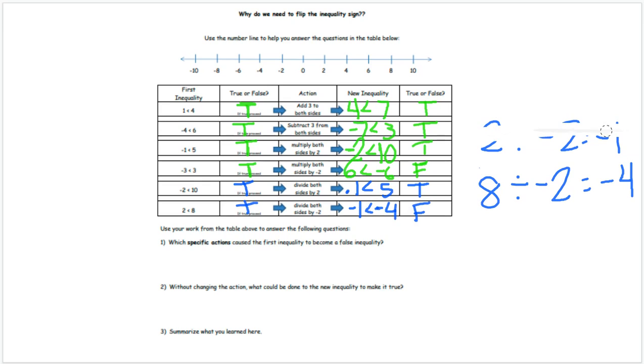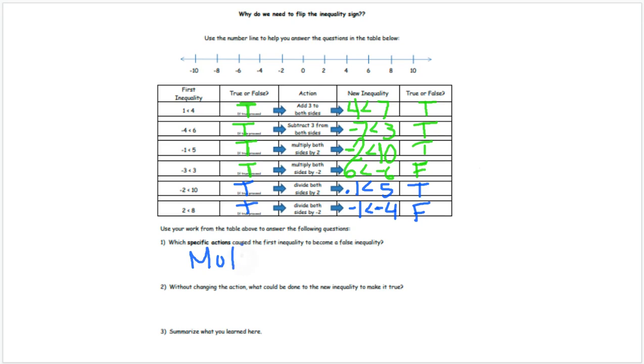So let's go ahead and check out these questions at the bottom. It says, use your work from the table above to answer the following questions. Which specific actions cause the first inequality to become a false inequality? Well, I notice that multiplying and dividing by negative numbers made it false.